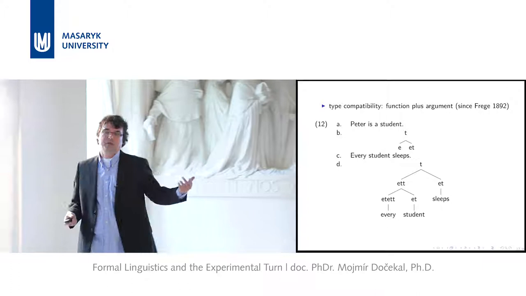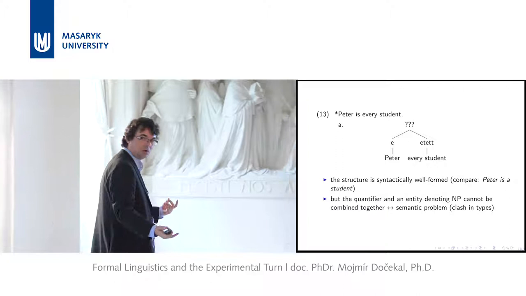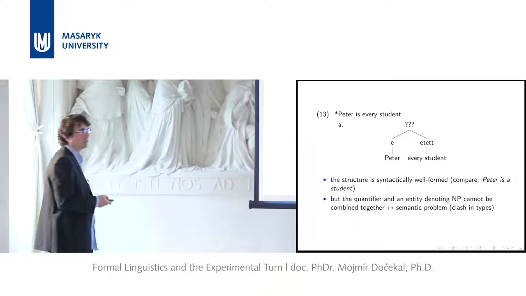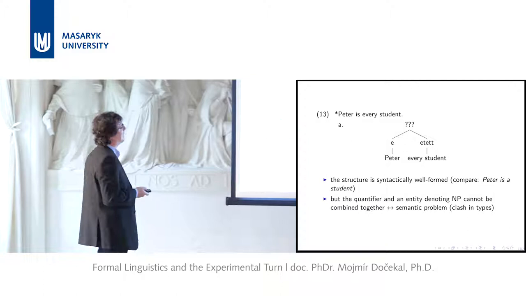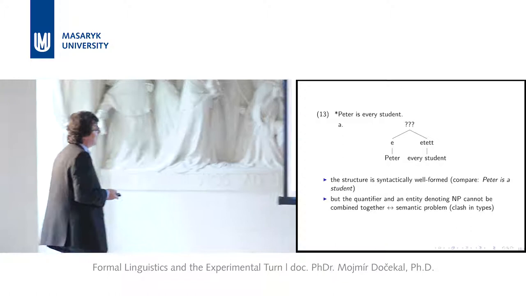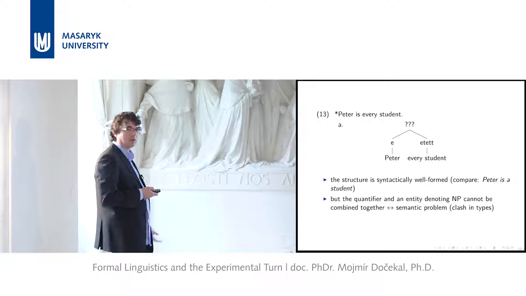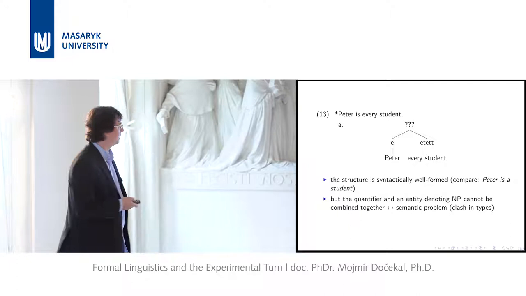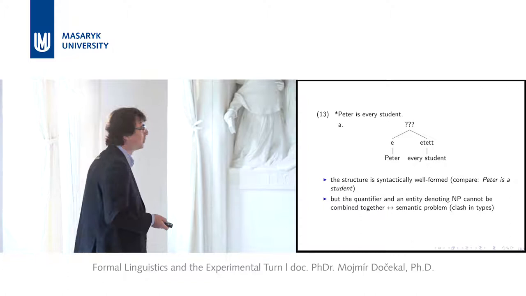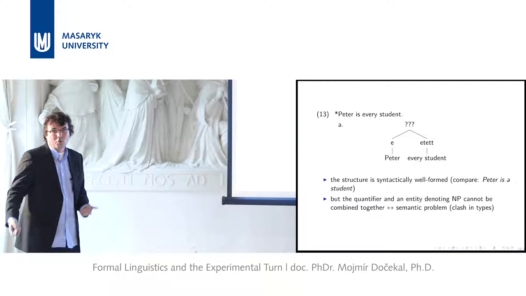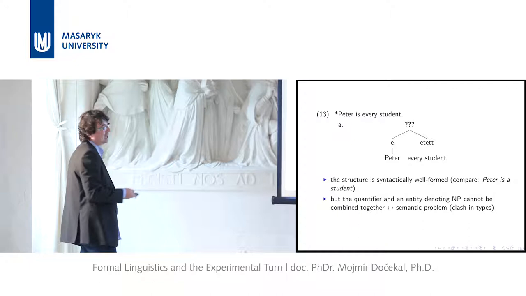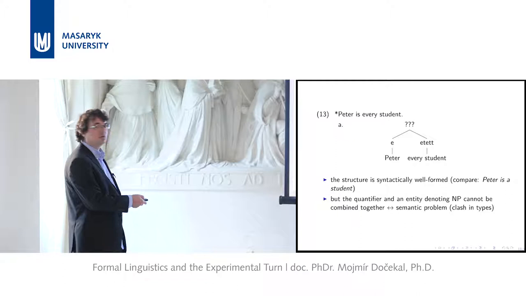You got a function, you got an argument, and the function must be of the right type to combine with the argument. That's all. And sometimes you try to combine things which don't go together. So if you have a sentence like 13, Peter is every student, the sentence is ungrammatical. But that sentence is not ungrammatical because it would be a syntactically bad form, because every is a determiner like a, and Peter is a student, or Peter is the student, is a perfectly fine English sentence. So the ungrammaticality of the sentence is not syntactic non-well-formedness, but it is because of the types, because Peter is of type E, it's an entity, and every student, as was clear from this, needs two sets, but you give to every student only one entity.